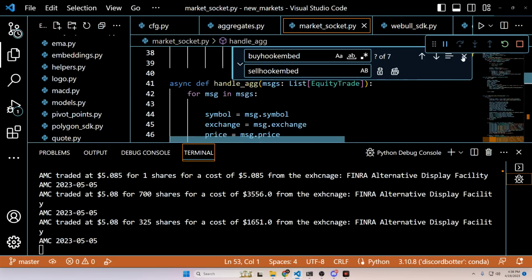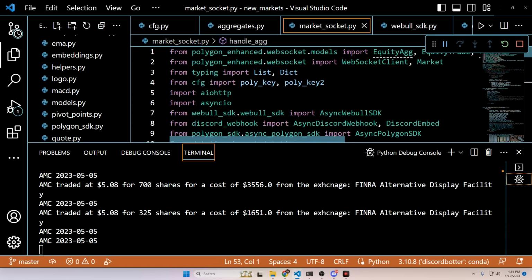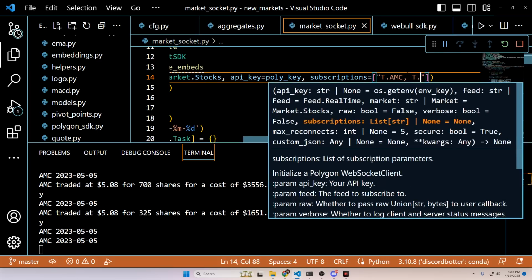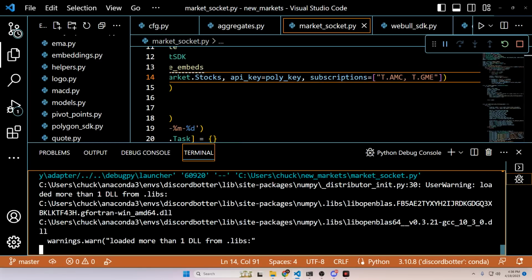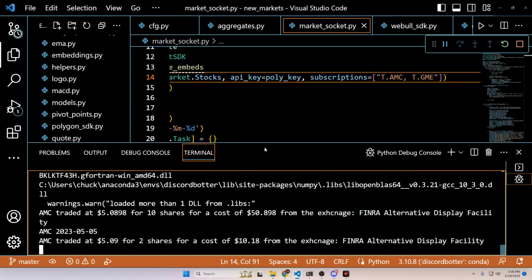Now let's add in GME. Let's add in GME to the list of tickers. T.AMC, let's do T.GME. Refresh it and see if GME is the same thing. AMC again, FINRA, AMC, FINRA ADF. AMC again, FINRA ADF.